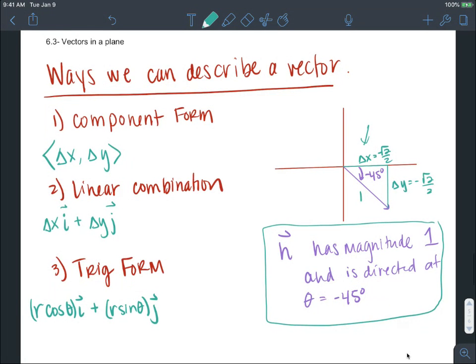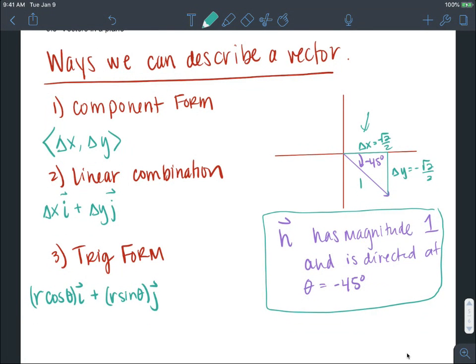In component form, it'd be the change in x, comma, change in y, with the pointy brackets. So something like root 2 over 2, comma, negative root 2 over 2.